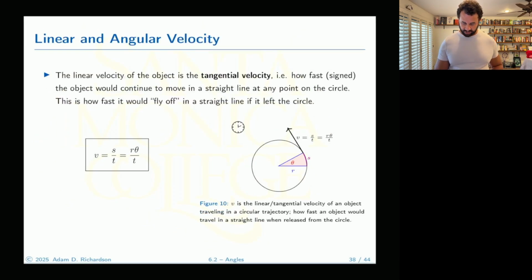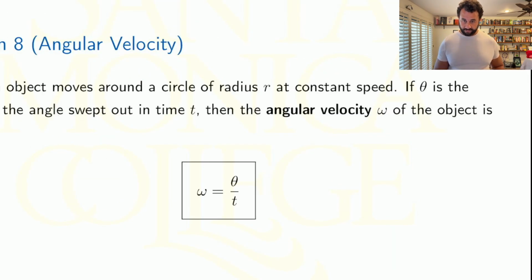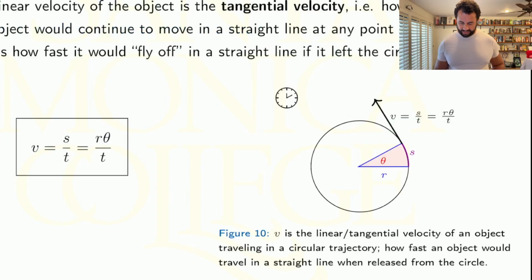I've got this little picture here. Let me zoom in a little bit more. So here's r, here's theta, here is s. That's the length of that circular arc. And then v, the tangential velocity, is basically that length divided by the time it took to travel that length.